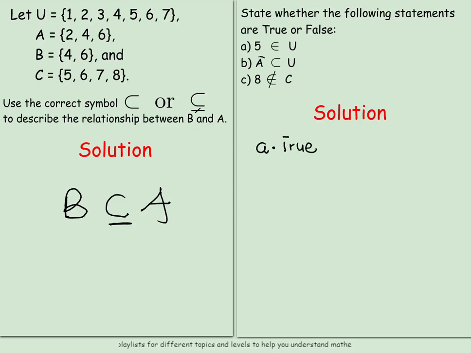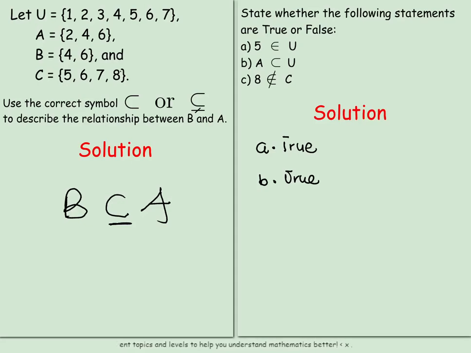Then the next one: is set A a subset of the universal set? Yes, it is a subset because the 2 is found in the universal set, the 4 is also found, and the 6. All the elements in A are found in the universal set. So we can also say that is a true statement. Then the last one: 8 is not a member of set C. It's not an element of set C.